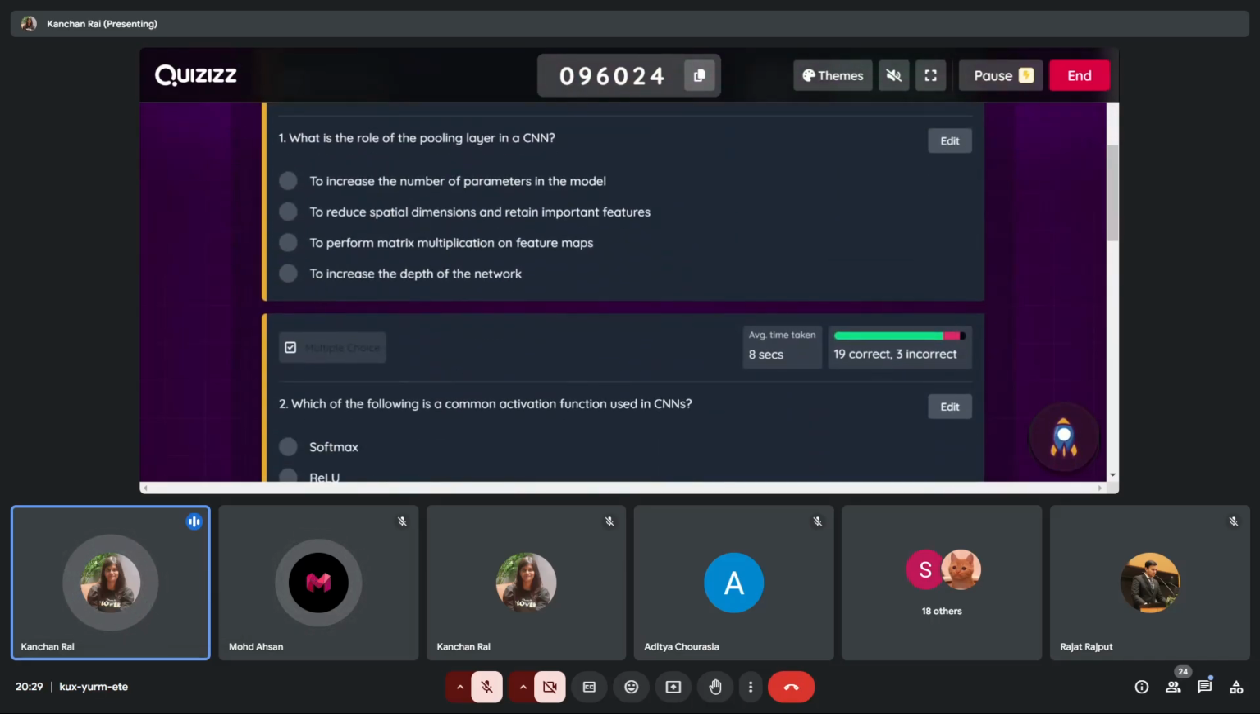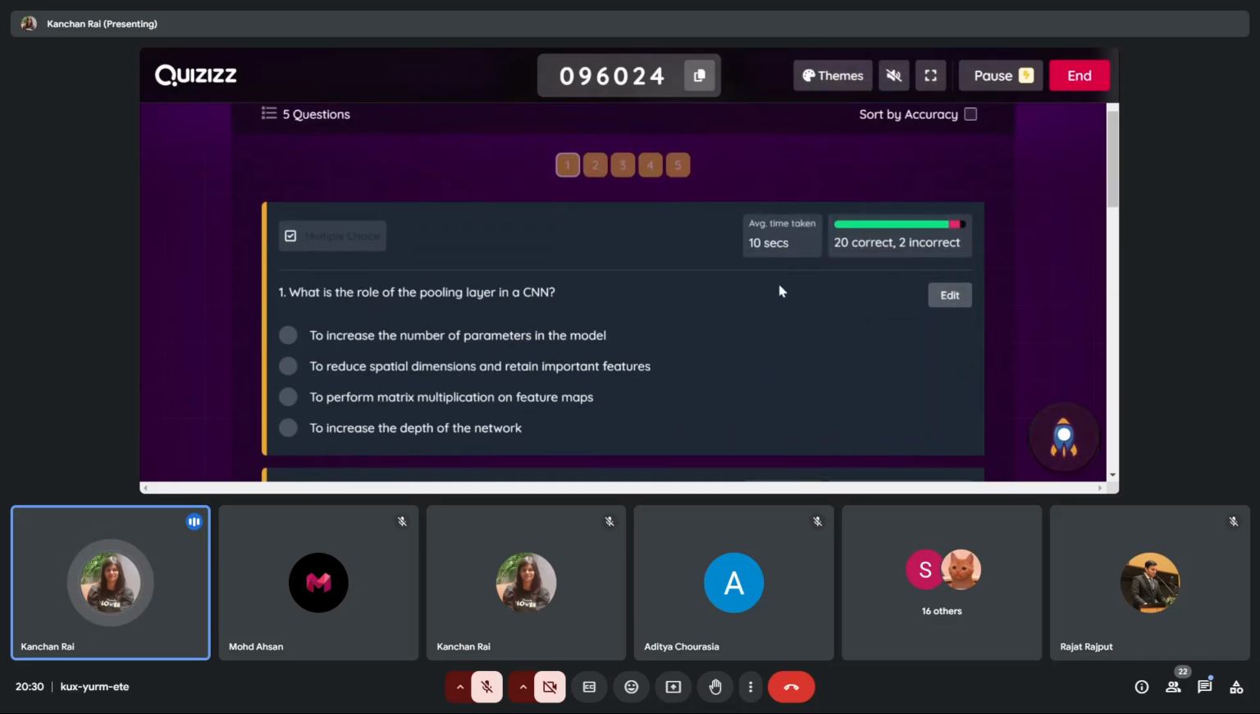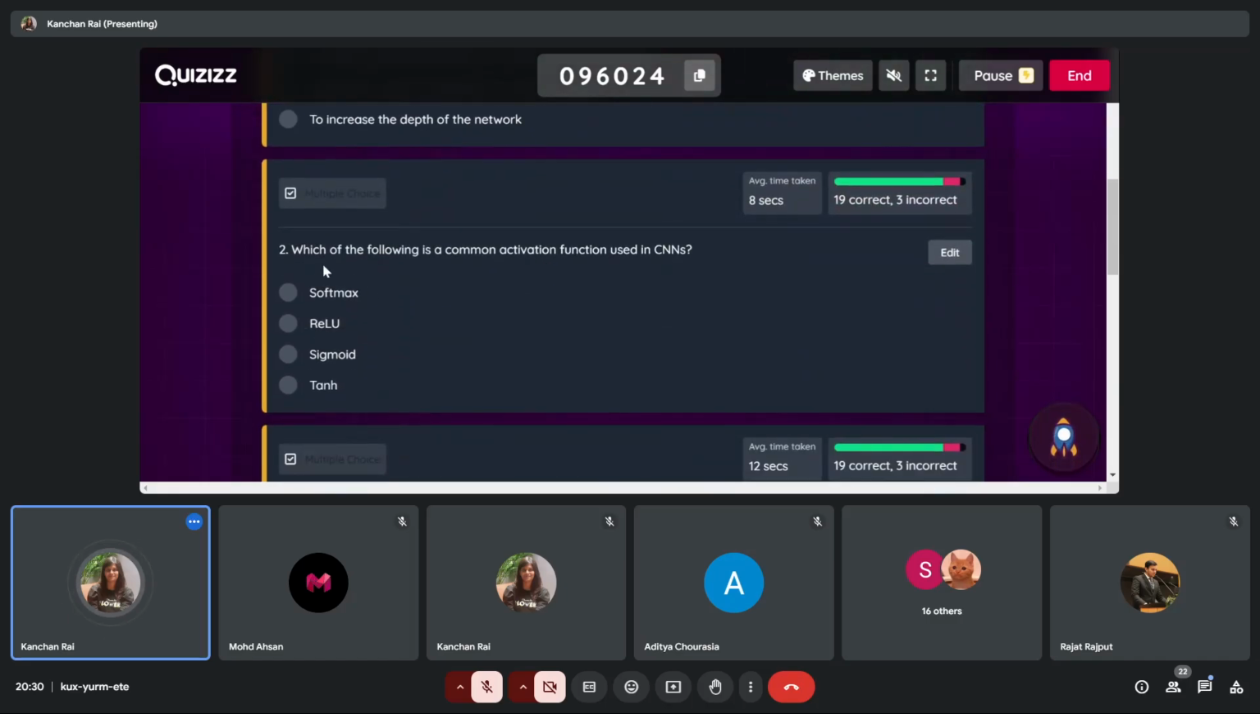Okay. So the first question is, what is the role of pooling layer in CNN? To increase the number of parameters in the model, or to reduce spatial dimensions and retain important features. If you know even the literal meaning of this word, then the answer is to reduce spatial dimensions and retain important features. Two people got it wrong. No issues. Which of the following is a common activation function used in CNN? The answer to this is ReLU. There are others too, but most commonly we use rectified linear unit.